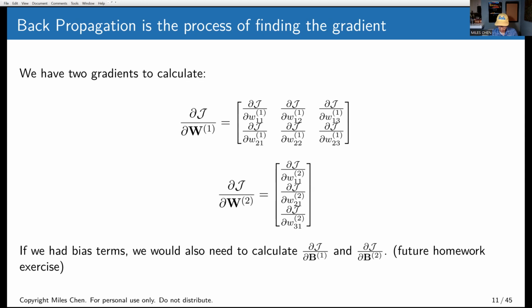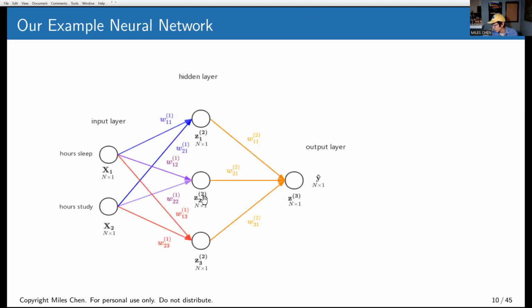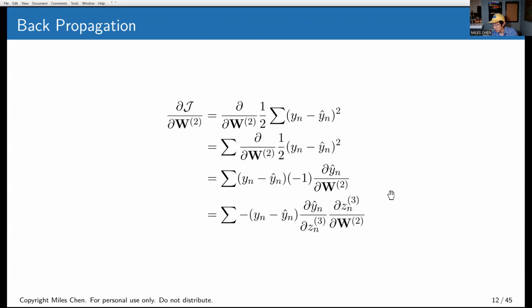All right, well, let's start calculating the gradient of the loss function with respect to the second weight matrix, okay? Just because the second weight matrix is closer to the output right here. So we'll work backwards and find the gradient with respect to the second weight matrix first, and then we'll find it with respect to the first weight matrix, okay? So this is where we are headed.